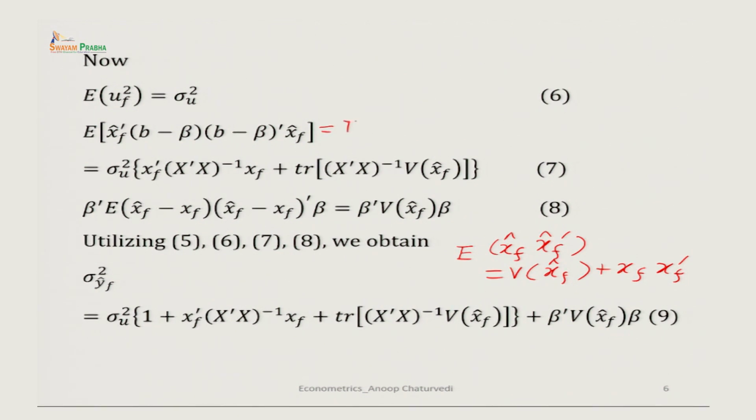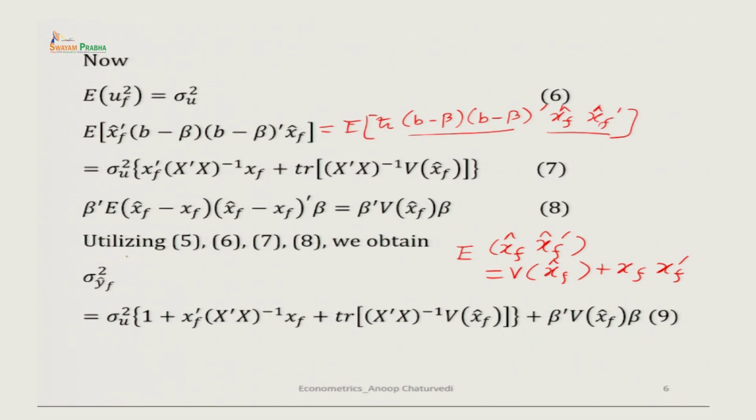you write it equal to expectation of, or actually trace of, (b minus beta)(b minus beta) transpose times xf hat xf hat transpose, and then you take expectation of this. So, finally, you obtain sigma square u xf transpose (x transpose x) inverse xf plus sigma square u trace of (x transpose x) inverse V(xf hat). Then expectation of this term is beta transpose. Here you will get beta transpose V(xf hat) beta.